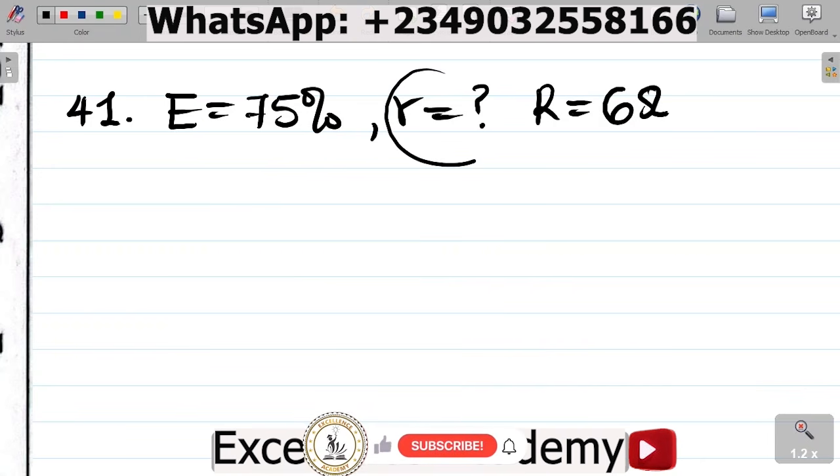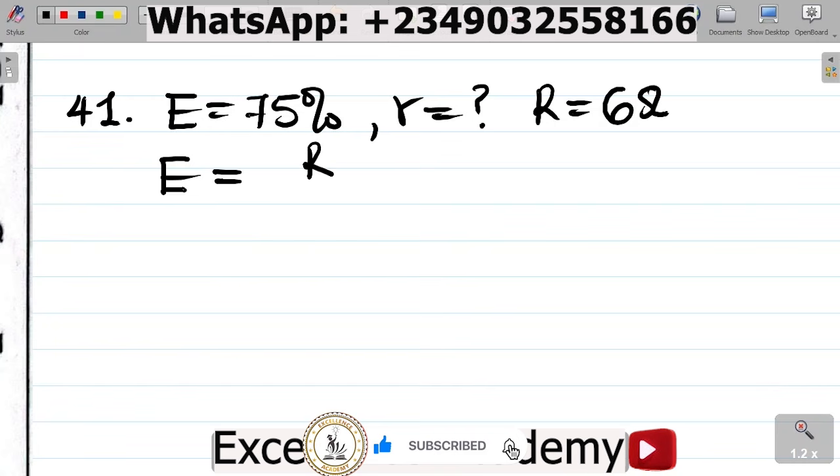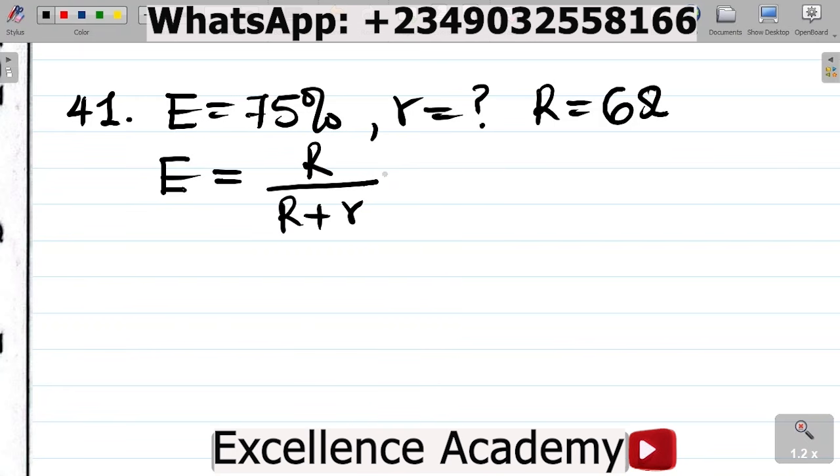Basically, you're asked to find the value of small r. And how do you solve that? You want to record that E is equal to capital R, that's external resistance, all over the sum of external and internal resistance. So this is what you have. Now let's solve for this. The value of E is 75%. And of course, this is all over 1.